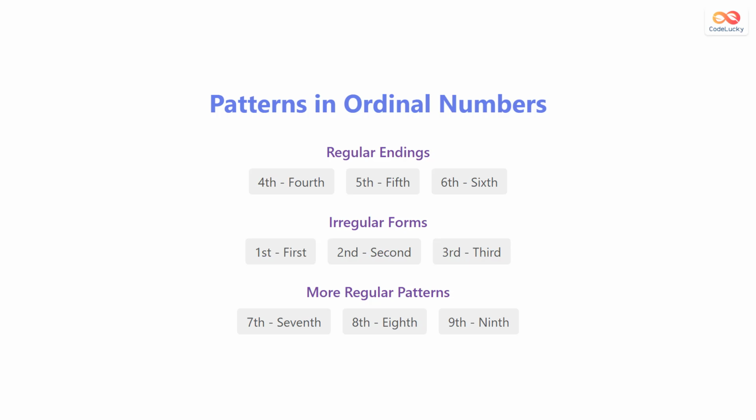There are important patterns in ordinal numbers. Numbers 4, 5, 6, 7, 8, and 9 follow regular patterns and end with TH. However, 1, 2, and 3 are irregular forms. They do not follow the regular pattern. 1 becomes first, 2 becomes second, and 3 becomes third. Learning these patterns helps you form and understand ordinal numbers correctly.